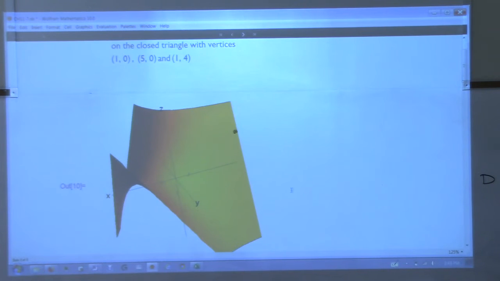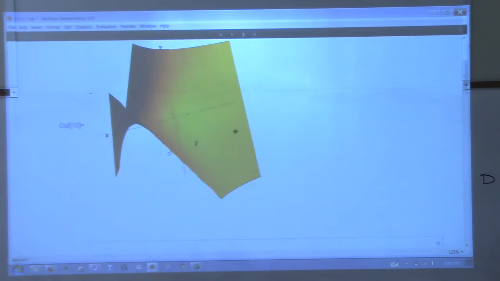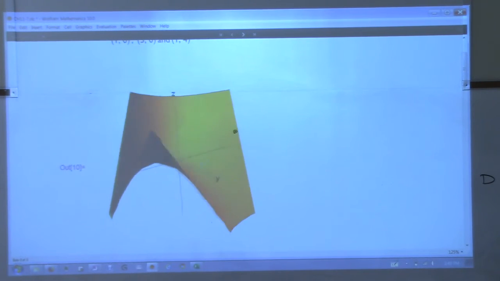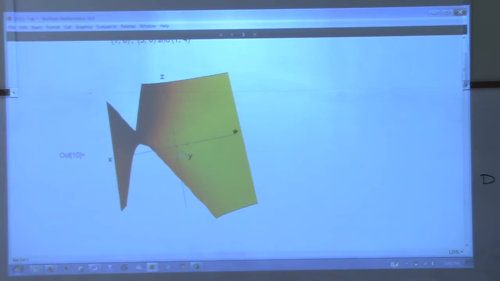Okay, so this right here, we are going to try and find the absolute maximum and minimum values of this particular surface on the closed triangle with these vertices. So first of all, take a look at this. This is just that surface, not bounded at all. That's just the surface floating along in three-dimensional space. We are not interested in anything with that.